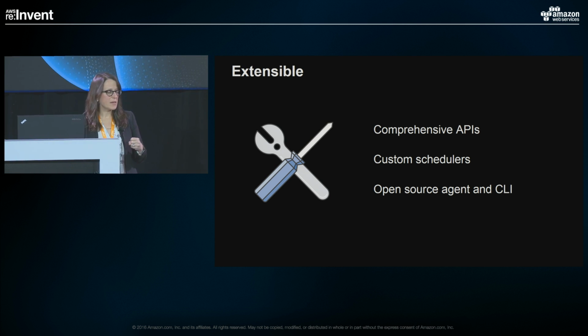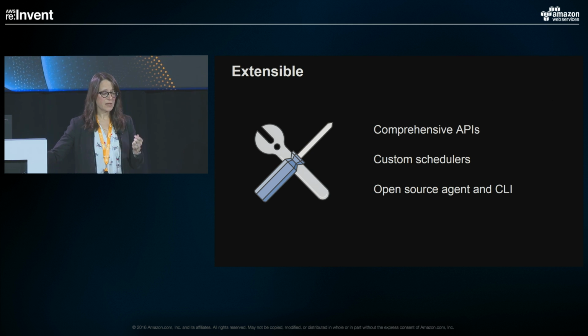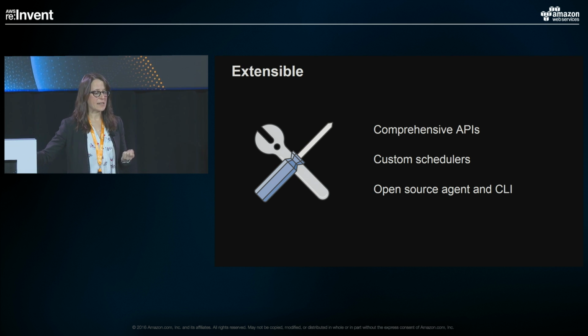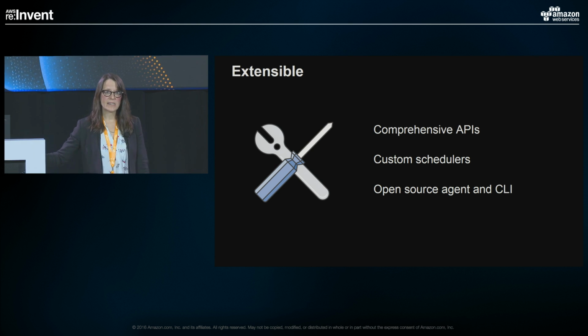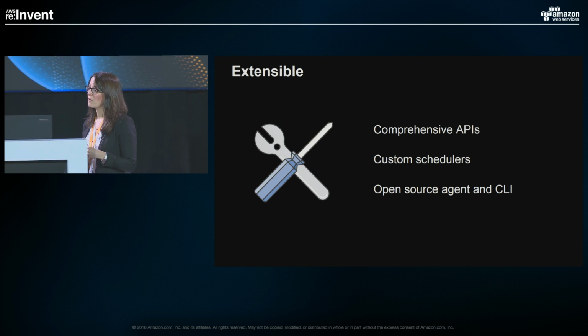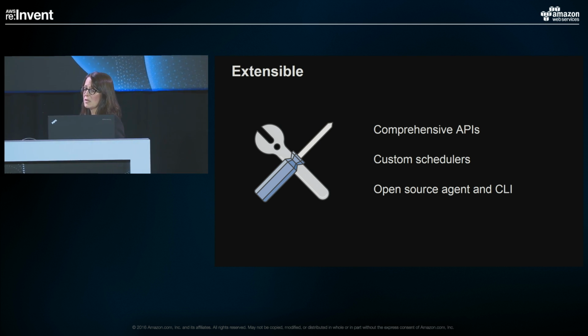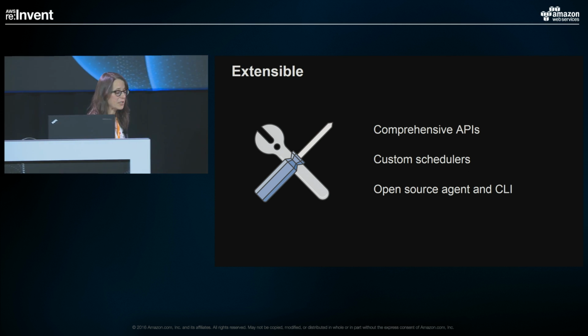And then also, we have an ECS CLI to allow you to work with your ECS cluster. And this is open source, actually, as well on GitHub. And the ECS CLI supports Docker Compose. So you can run Docker Compose on ECS without writing a task definition. And it's really easy to use.